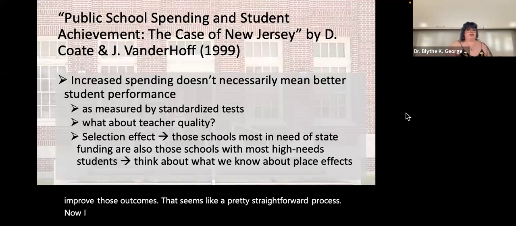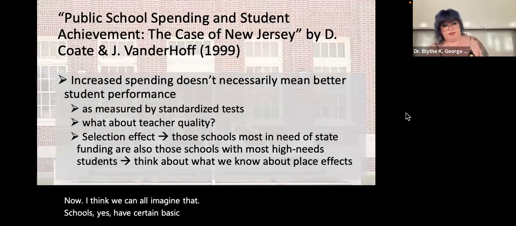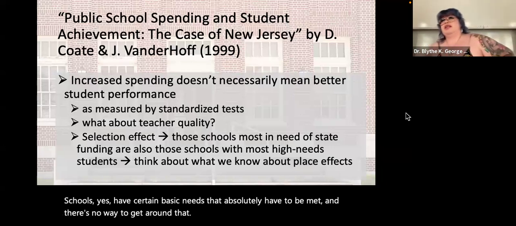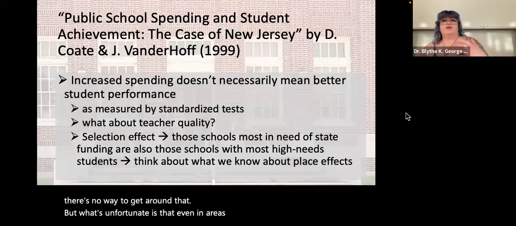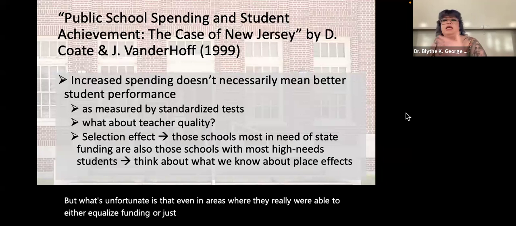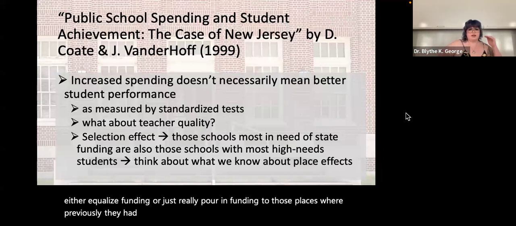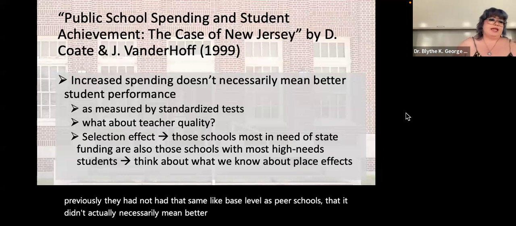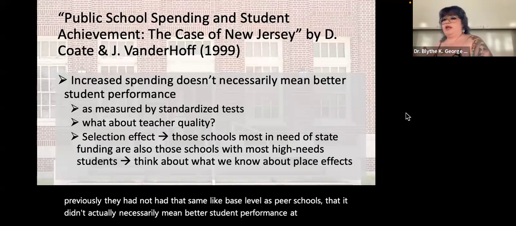Now, I think we can all imagine that schools have certain basic needs that absolutely have to be met, and there's no way to get around that. But what's unfortunate is that even in areas where they were able to equalize funding or pour in funding to those places that previously had not had the same base level as peer schools, it didn't necessarily mean better student performance, at least as measured by standardized tests.